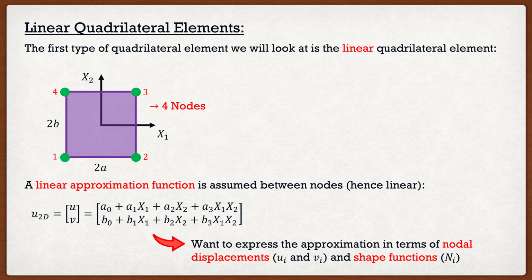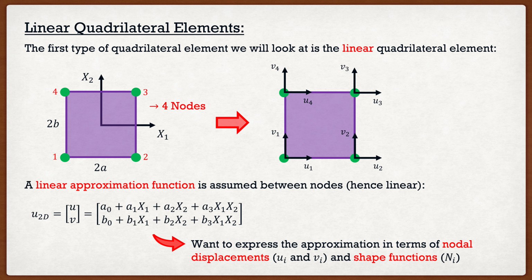So what we're going to do is take the situation we have on the left, and convert it to the situation we have on the right, where instead of looking at the general displacement of the element, I am now looking at the displacements at the nodes of the element. So at node 1, I'm looking at the displacements u1, which is my horizontal displacement, as well as v1, which is my vertical displacement. If I look at node 2, I'm looking at displacement u2, which is my horizontal displacement, and v2, which is my vertical displacement, and so on for each one of these nodes.